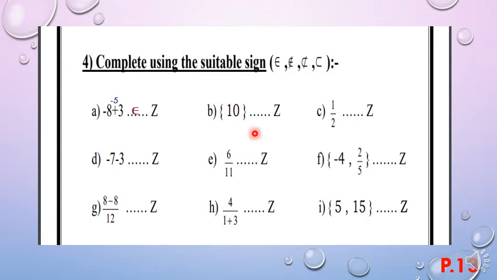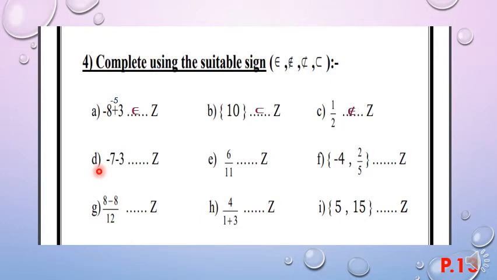Letter B, set of 10, and here we have Z. When we have a set and another set on the other side, I'm going to use subset or not subset. Can we find 10 in set Z? Yes, we can. So here, subset. Letter C, half and Z. Any fraction doesn't belong to Z.